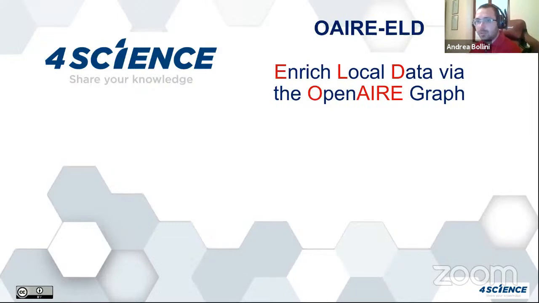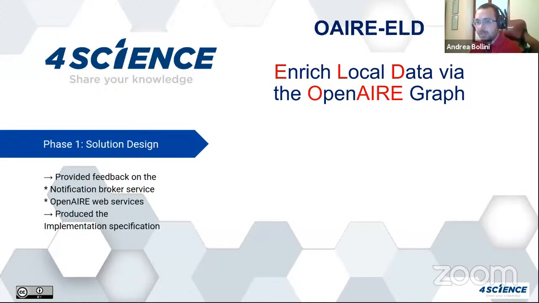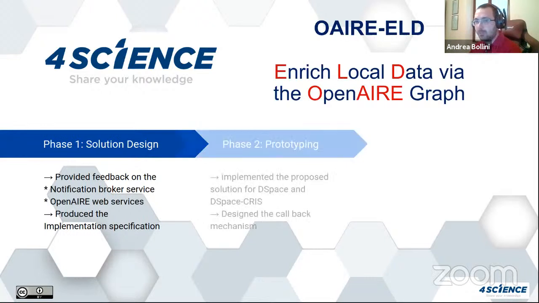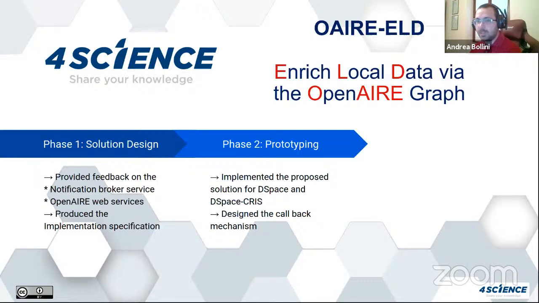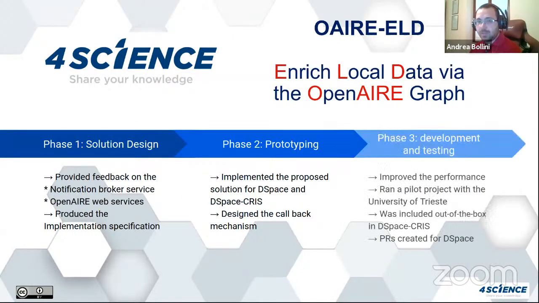The project goes through a rigorous process in continuous dialogue with the OpenAIRE team. Only a selection of successful projects advance from one phase to the next one. In the first phase, we refined and validated the idea. In the second phase, we implemented a prototype of the solution, facing real implementation issues. In the third phase, we turned the project into a production-ready solution, validated and further refined in a pilot project with the University of Trieste. The project completed successfully all three phases of the OpenAIRE Innovation Call, and its results are now included out of the box in DSpace-CRIS 7 and available for plain DSpace 7 as pages, with the aim to be included in a future version.